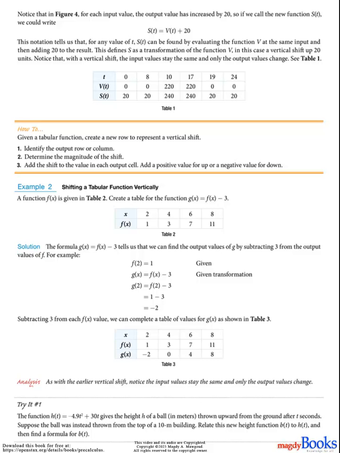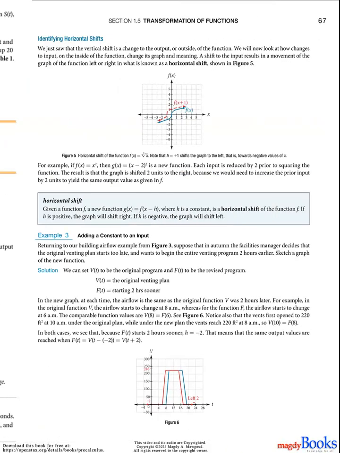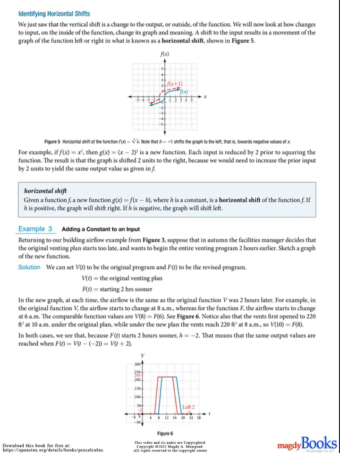Analysis. As with the earlier vertical shift, notice the input values stay the same and only the output values change. Try it. Number 1. The function h of t equals negative 4.9 t squared plus 30t gives the height h of a ball, in meters, thrown upward from the ground after t seconds. Suppose the ball was instead thrown from the top of a 10 meter building. Relate this new height function b of t to h of t, and then find a formula for b of t.